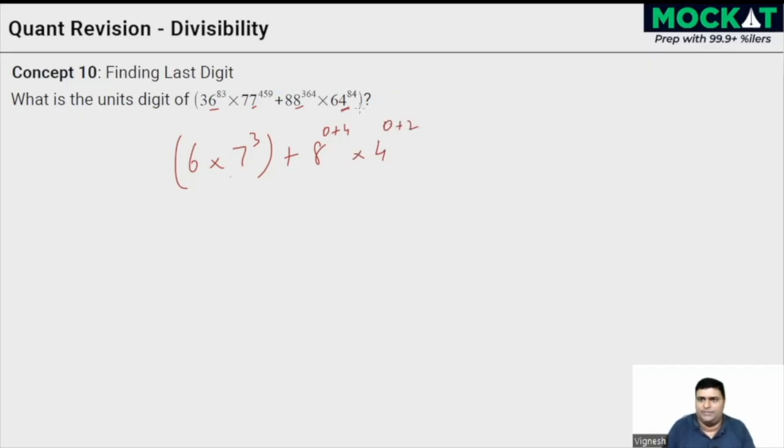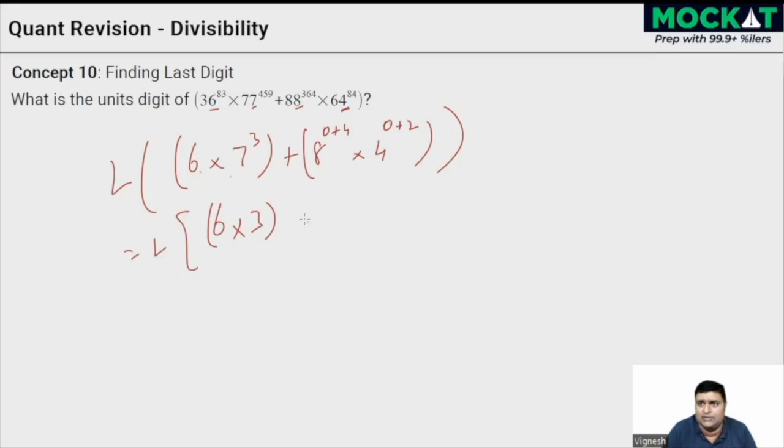I'm skipping a lot of steps. The lesson, we've done it in detail. Remember the cyclicity, if you know that, then you start dividing directly and noting it down. 7 cube over here is 343. I'm concerned only about the last digit. So 6 into 343, which is 3. Only the last digit I'm concerned about, and nothing else. Plus 8 power 4 is 4096, so 6. 4 square is 16.